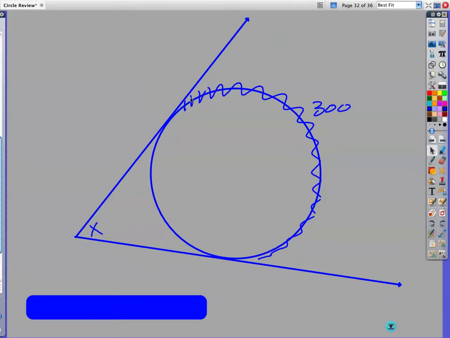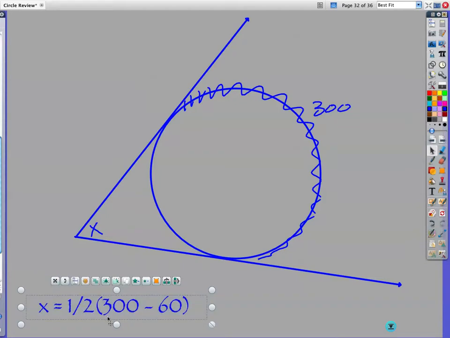All right, here's your angle, here's your large arc. I wonder what the small arc could be. Okay, we're going to take 1/2 times the large arc minus the small arc. So the large arc is 300, that leaves 60 for the small arc, and that'll give you your angle right here.